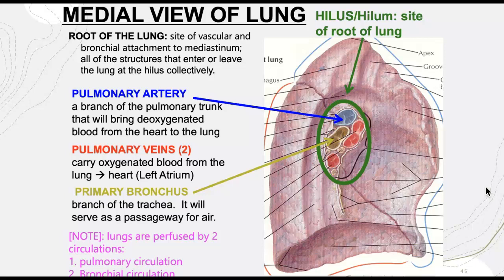Note that our lungs are going to be perfused by 2 circulations. We have our pulmonary circulation, which involves our pulmonary artery and veins, and then we have our bronchial circulation, which is going to give blood supply to the lung itself.